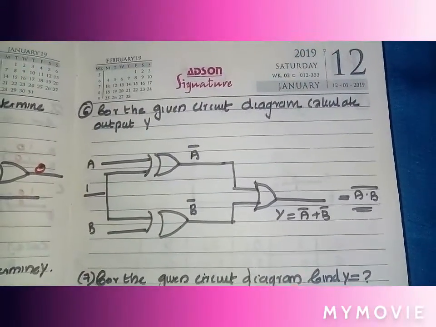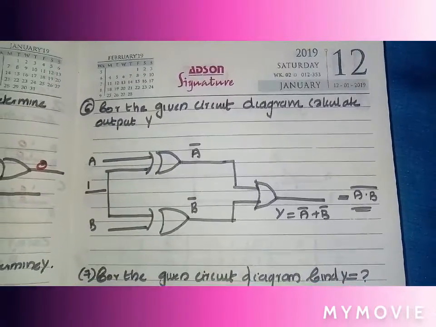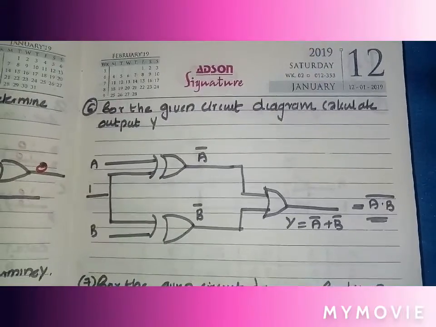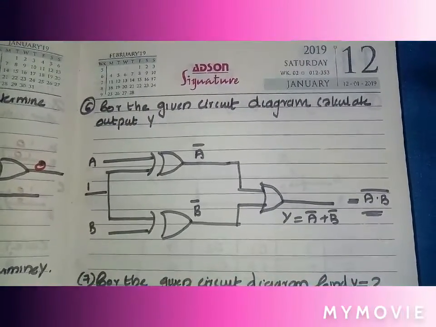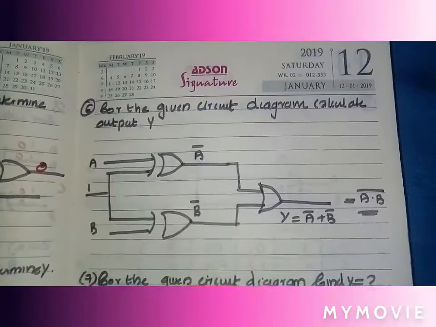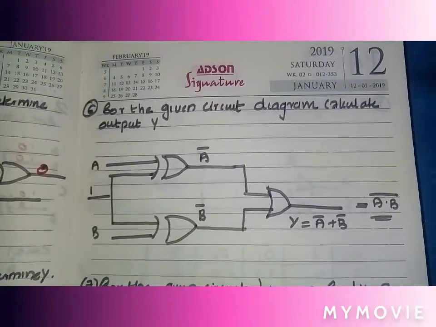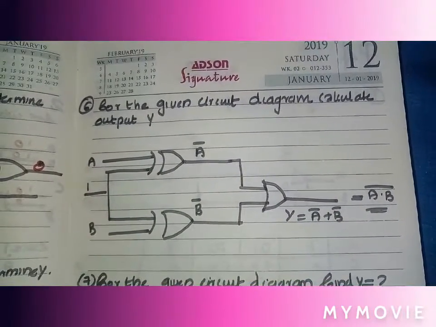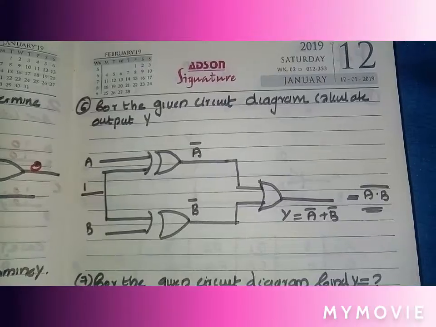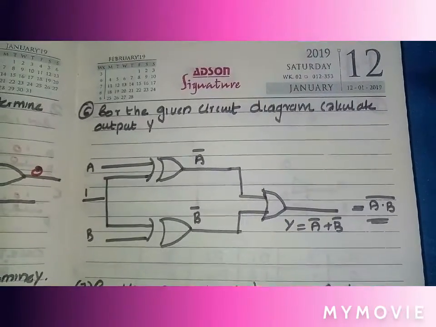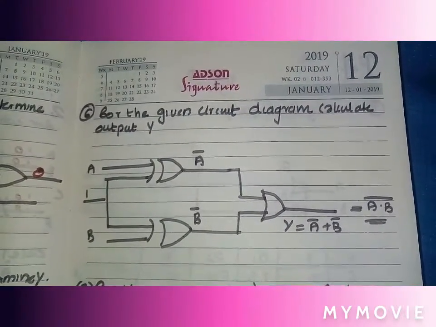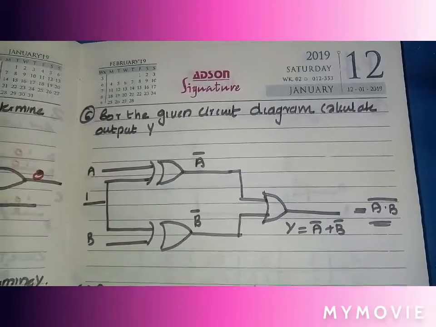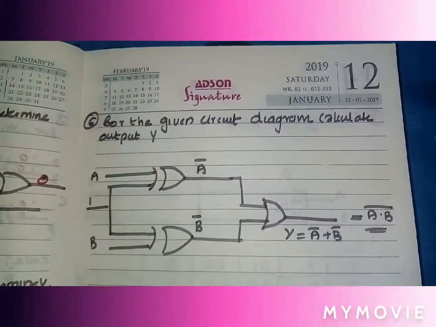Consider this diagram, in which there are 2 XOR gates and 1 OR gate, in which 1 and A are the inputs of the first XOR. So A bar is the output. 1 and B are inputs of the second XOR. B bar is the output. These two are added by an OR gate, so A bar plus B bar. Y is equal to A bar plus B bar, which is replaced by A into B all bar by De Morgan's theorem.